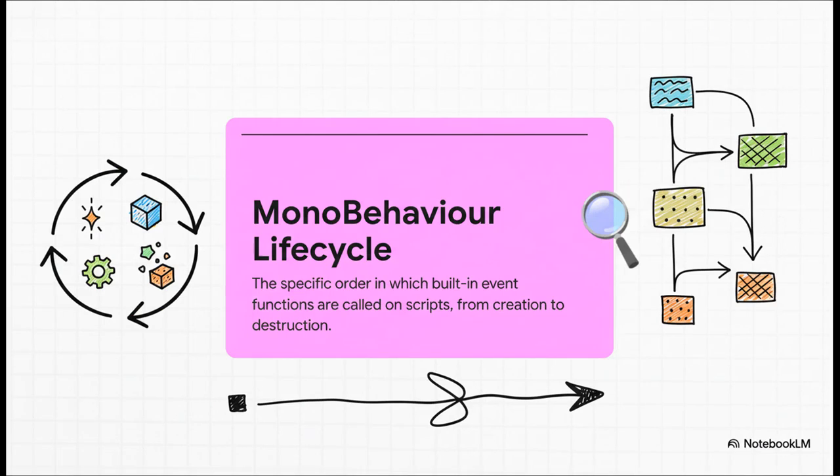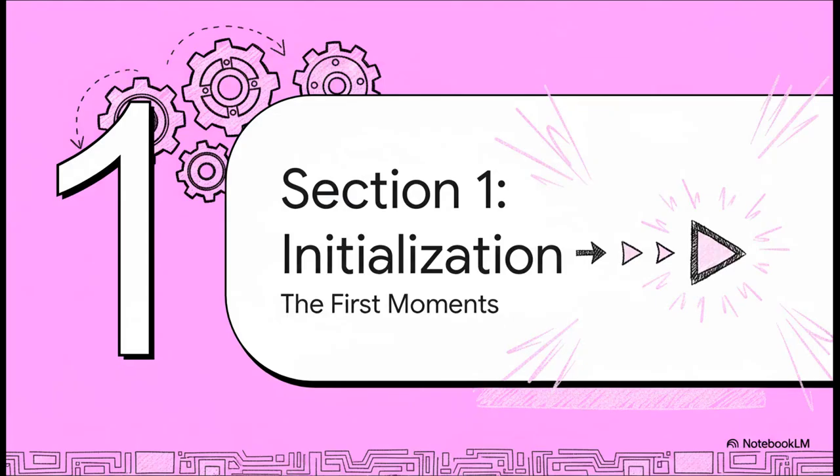Okay, so here's the official textbook definition. The MonoBehaviour lifecycle is that specific, guaranteed order that Unity calls all these built-in functions, from creation all the way to destruction. This order is set in stone, and the second you know it, you gain precise control over when your code runs. So let's start where every story does, at the very beginning.